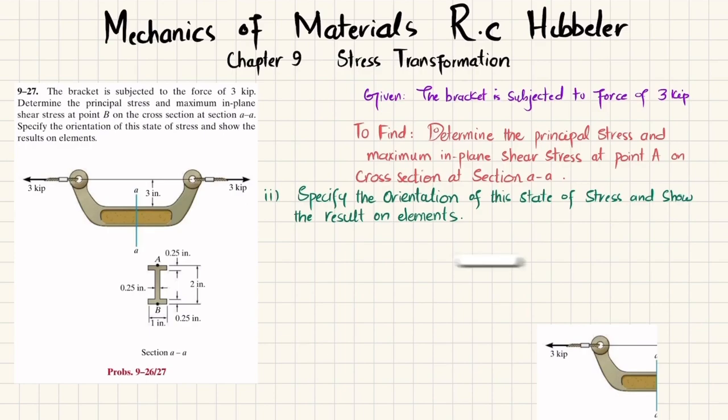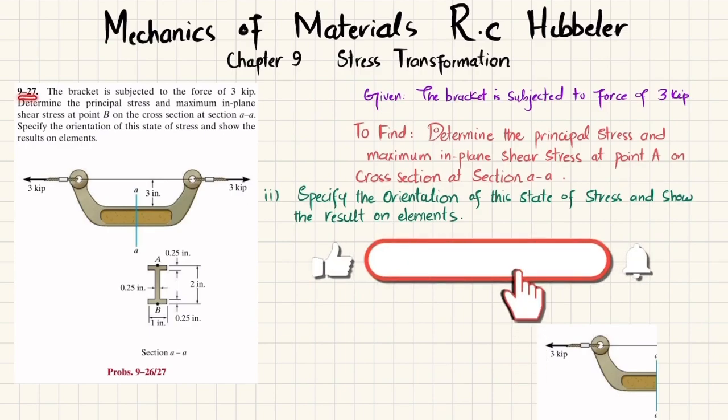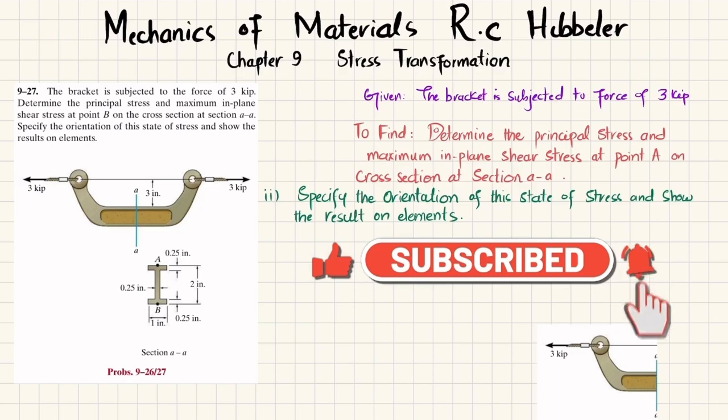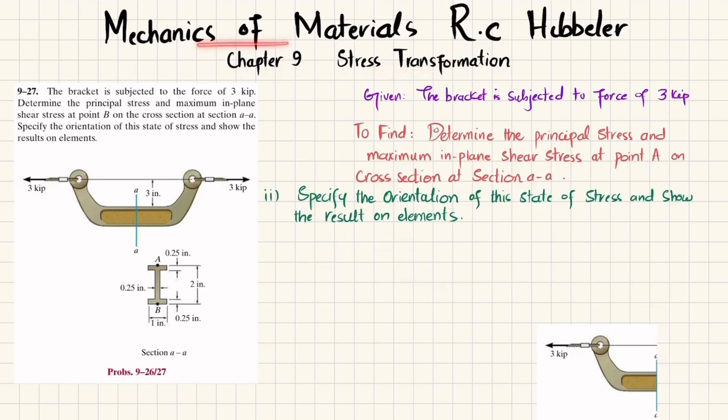Welcome back. Problem 9-27. This problem is exactly the same as problem 9-26, taken from chapter 9, Stress Transformation, in Mechanics of Materials by R.C. Hibbeler, which is the book name. The statement is: the bracket is subjected to the force of 3 kips. Determine the principal stress and maximum in-plane shear stress at point B on the cross section at section AA. Specify the orientation of the state of stress and show the result on the element.